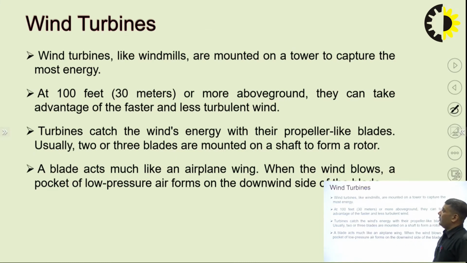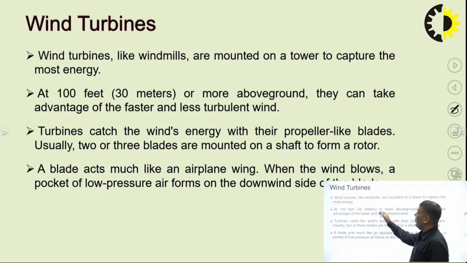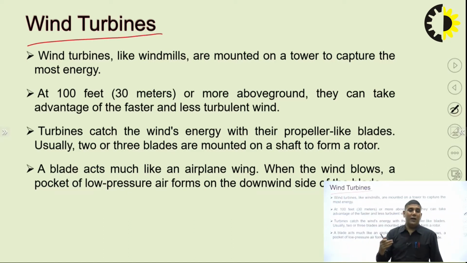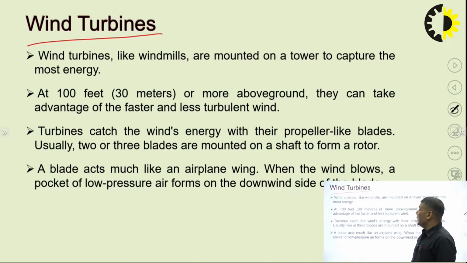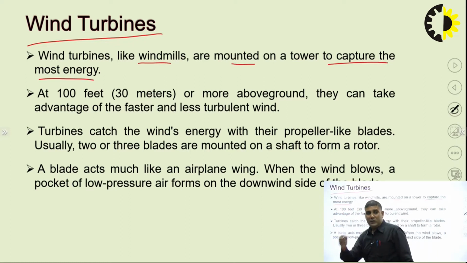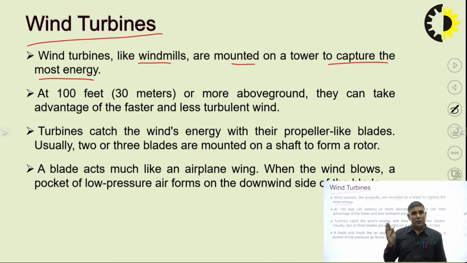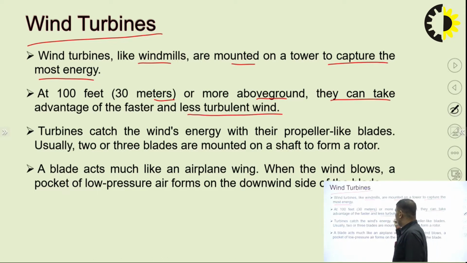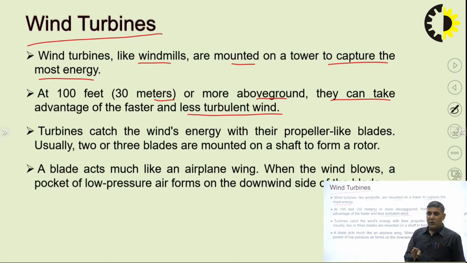So the next point which I will discuss is wind turbines. Basically, how to convert the wind kinetic energy into electric power. Wind turbines play an important role in this. A wind turbine, like a windmill, is mounted on a tower to capture the most energy, and this energy is captured by the speed of the wind flowing. At 100 feet, or roughly 30 meters or more above ground, they can take advantage of the faster and less turbulent wind. The main thing is that when the wind is blowing, the speed should be constant or almost constant. Otherwise there are many difficulties in running the turbines.